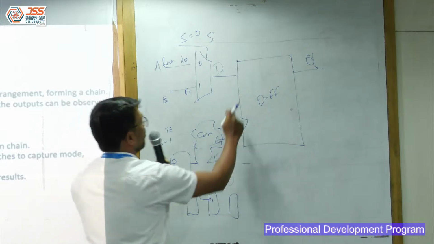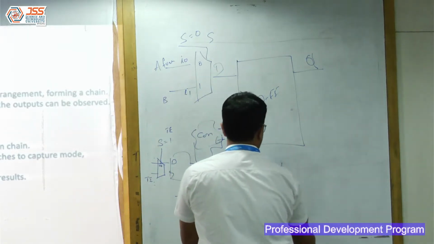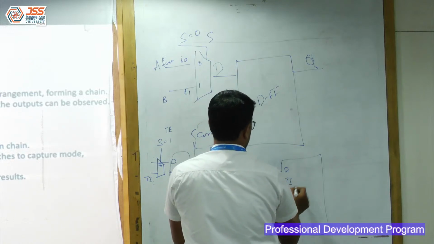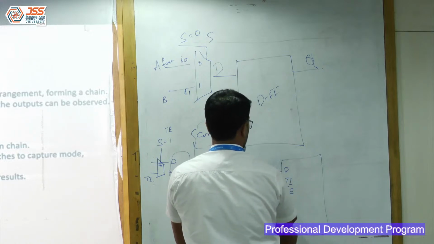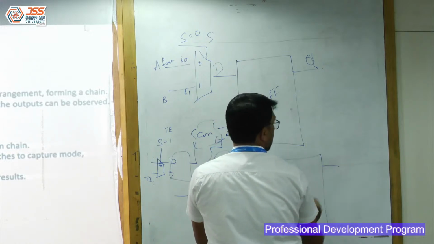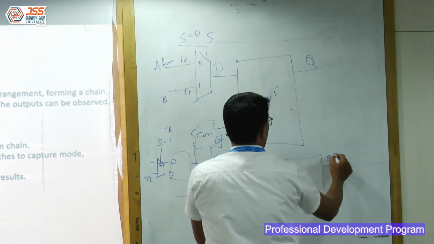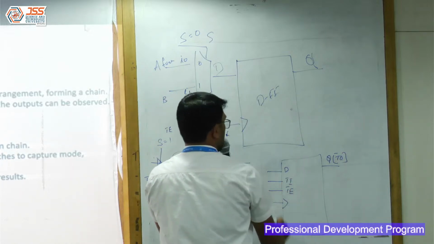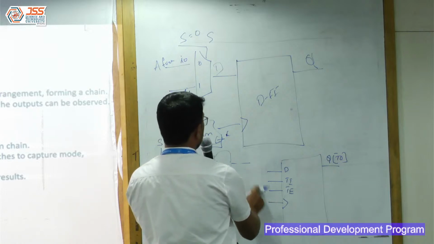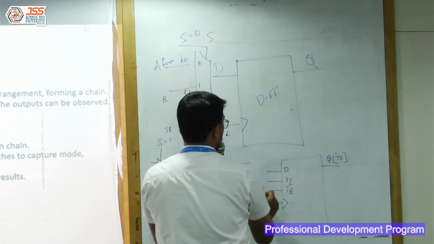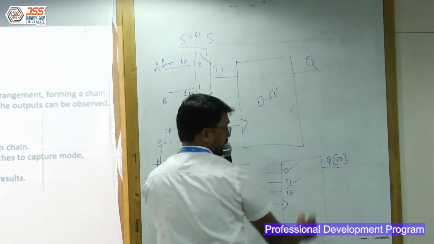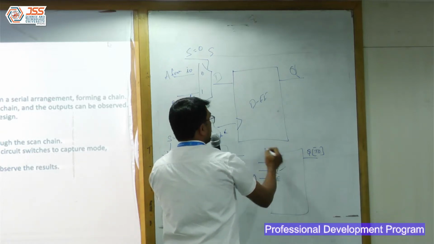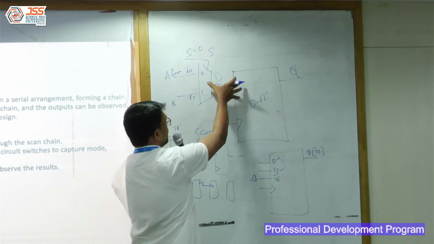So if I just rewrite this particular block, it will have D, it will have TI, it will have TE, it will have clock, and here this would be Q, also test out. So when my TE or the select line is equal to 1, instead of the functional input, it will select the test input. When my TE is equal to 0, it will select the functional input. How this happens is basically using this logic.